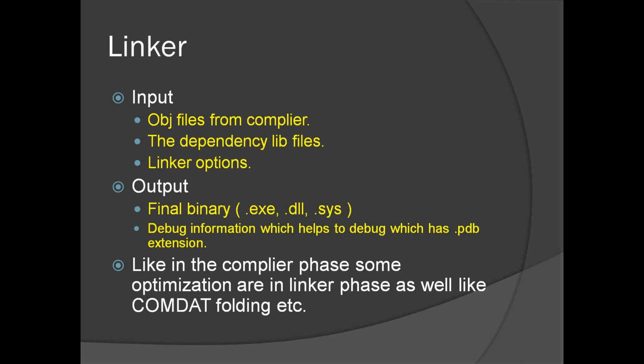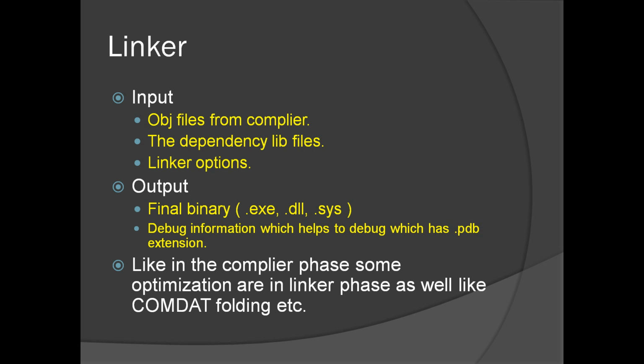So what are the inputs to the linker? Object files from the compiler, the dependency library files, and linker options. The dependency library files are the header file equivalent at the linking stage. We give header files at the time of compilation, so now we have to give the definitions of those declarations at the time of linking. Those definitions are present in the library files, .lib files. For example, in the case of the printf function, the declaration is in the header file stdio.h, and the implementation, or the linking information, or the definition of that particular function is present in stdio.lib, which is to be given to the linker at the time of linking.